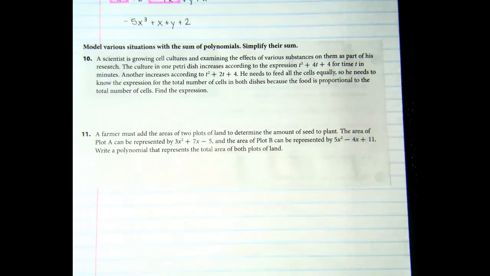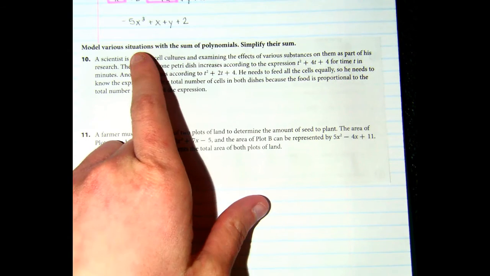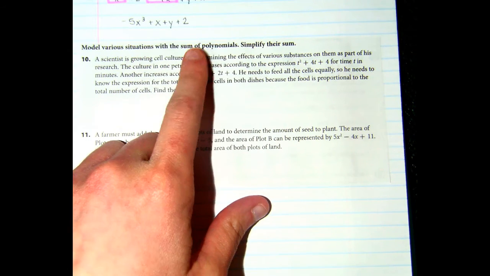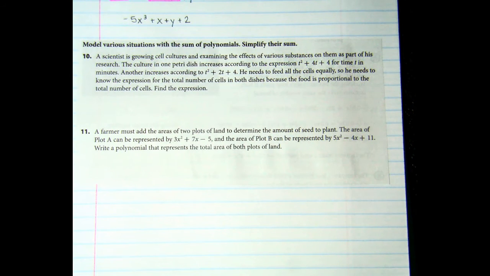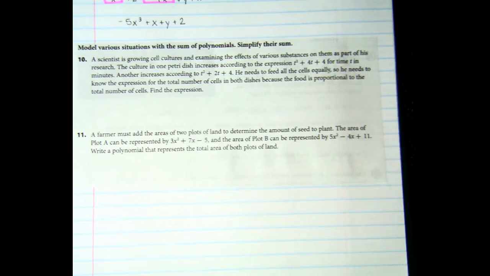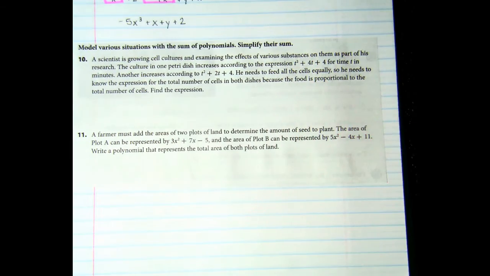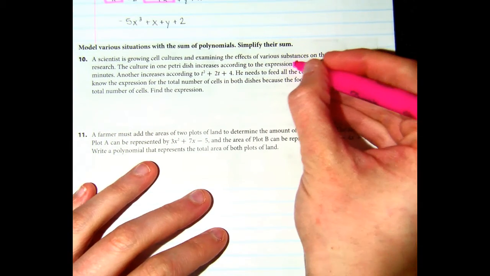Alright, so the problem says, obviously, model the situation of the polynomial sum and simplify their sum. Yes, these are adding, but later you're going to need to recognize whether it's adding or subtracting or multiplying or whatever it is. So, a scientist is growing cell cultures and examining the effects of various substances on them as part of his research. The culture in one petri dish increases according to this expression. This is going to be important. I'm going to need this.